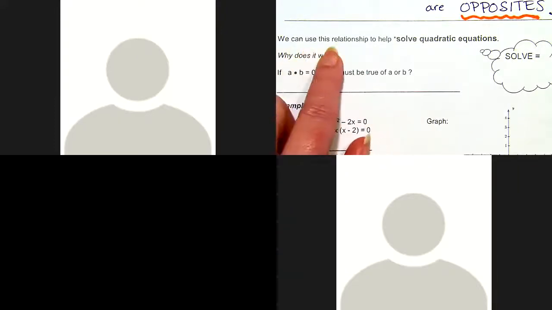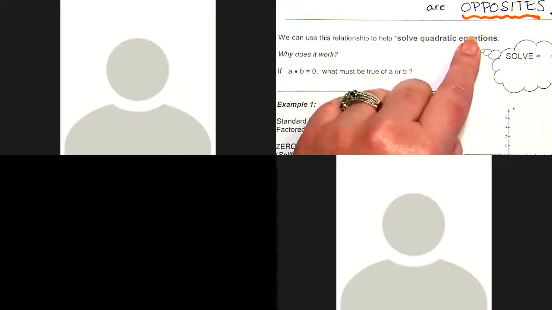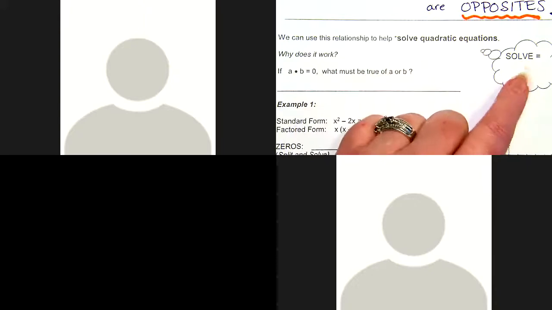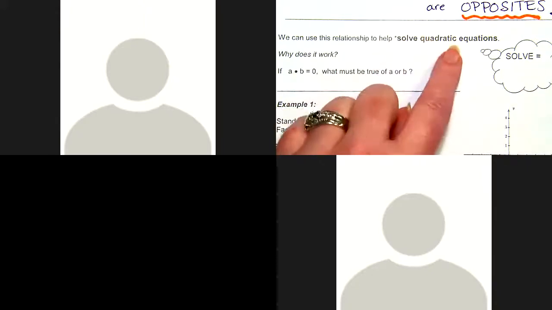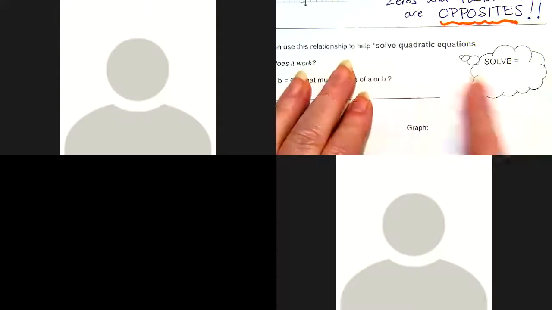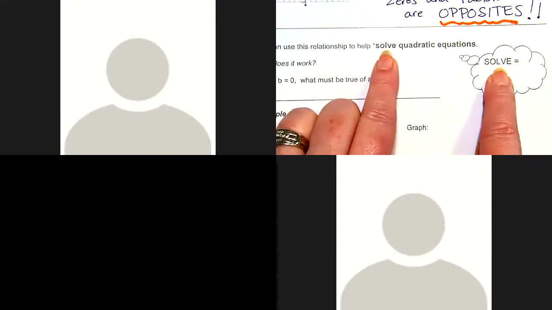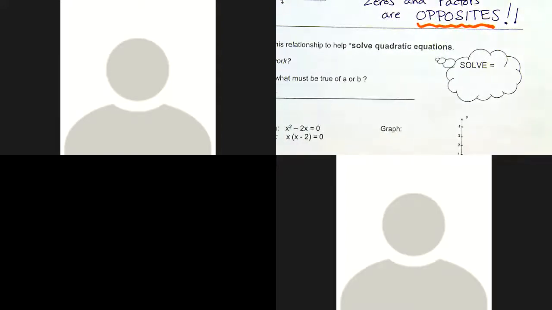We can use this relationship to help solve quadratic equations. So let's pause for a minute. What does it mean to solve a quadratic? I just want to pause and think about what this word means, solve. Solve is the verb that goes with the noun solutions. And what are the solutions of a quadratic?